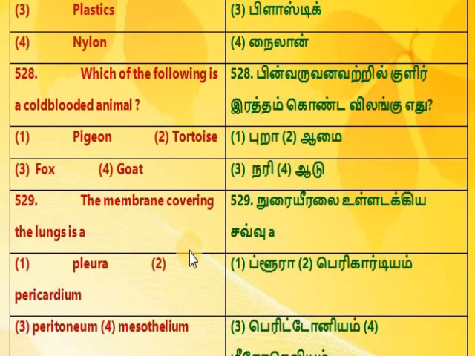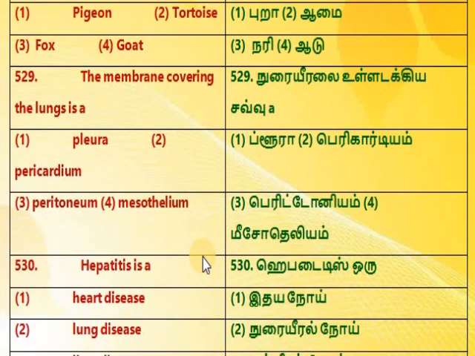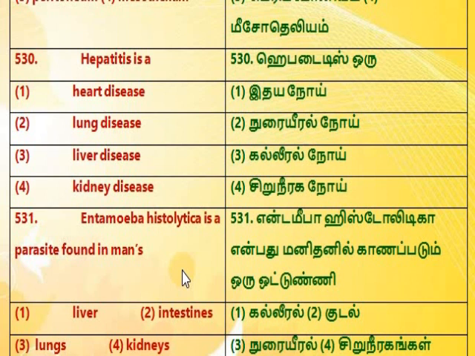528. Which of the following is a cold-blooded animal? 1. Pigeon. 2. Tortoise. 3. Fox. 4. Goat. 529. The membrane covering the lungs is a 1. Pleura. 2. Pericardium. 3. Peritoneum. 4. Mesothelium. 530. Hepatitis is a 1. Heart disease. 2. Lung disease. 3. Liver disease. 4. Kidney disease.